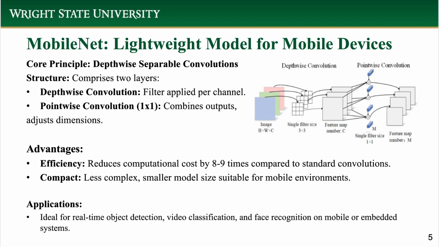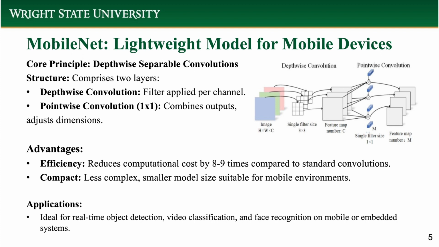Following the depth-wise layer, we have the point-wise convolution, also known as 1 cross 1 convolution. This layer's role is pivotal as it combines the outputs from depth-wise convolution. Here, the 1 cross 1 convolution acts to mix the information, allowing the model to learn from across the separate channels and effectively adjust the dimension for further processing.